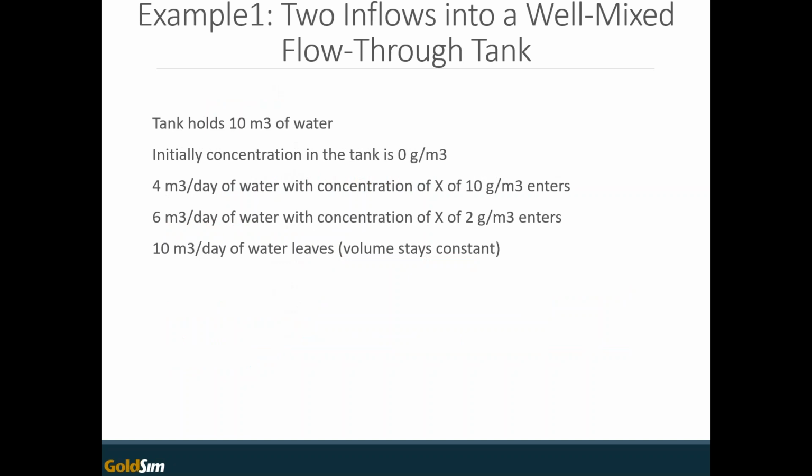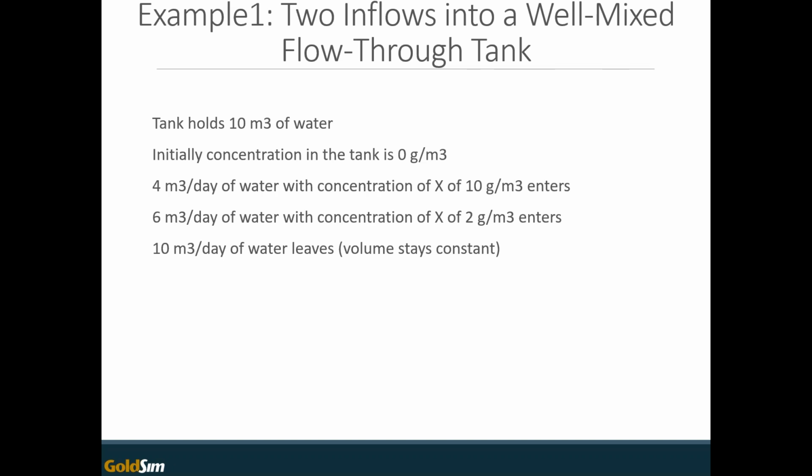So in this example, what I'm going to be looking at is two inflows into a well-mixed tank. So I just have a tank. This tank holds 10 cubic meters of water. It's got no mass in it, zero concentration. And I have two inflows into the tank.